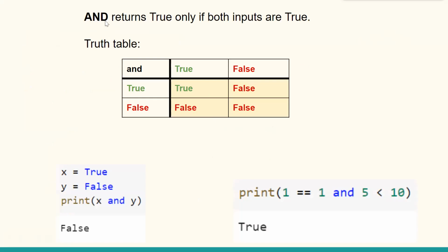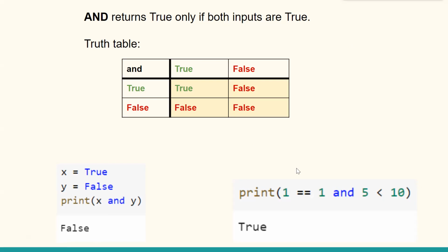And returns true only if both inputs are true. This truth table here explicitly lists all possible inputs and outputs for a Boolean expression. As you can see here, if we have a variable x valued by Boolean value true, and the other one is false, true and false will produce output false.